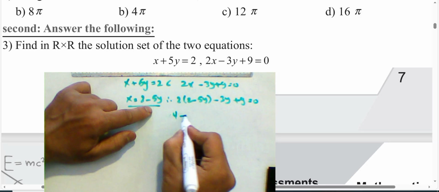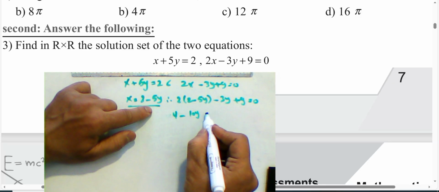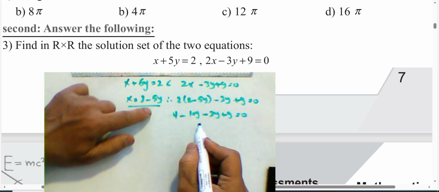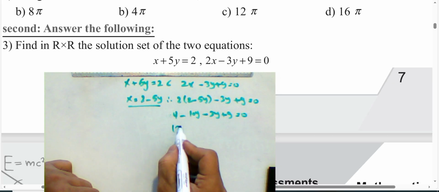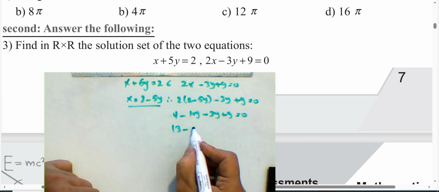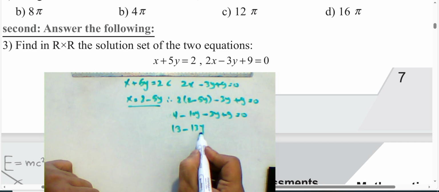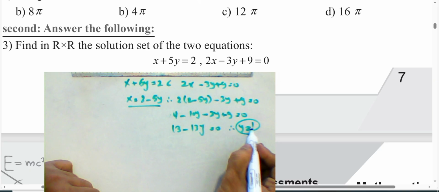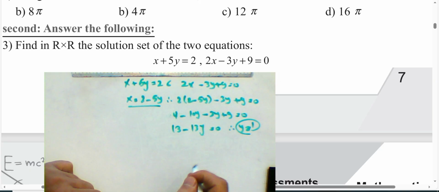2 times 2 is 4, and 2 times 5 equals 10, minus 3y plus 9 is 0. 4 plus 9 is 13. Negative 10y minus 3y equals negative 13y. So negative 13y plus 13 equals 0. Then the value of y here will be 1. Okay, we have y equals 1.